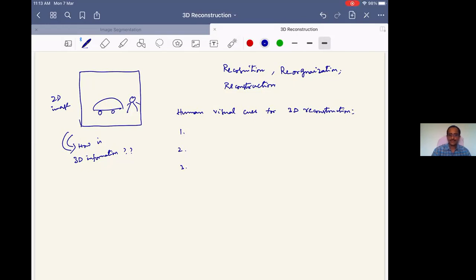The boundary of the object. The boundary of the object, very good. Yeah, what else? What else is helpful for you to get the 3D information when we see?